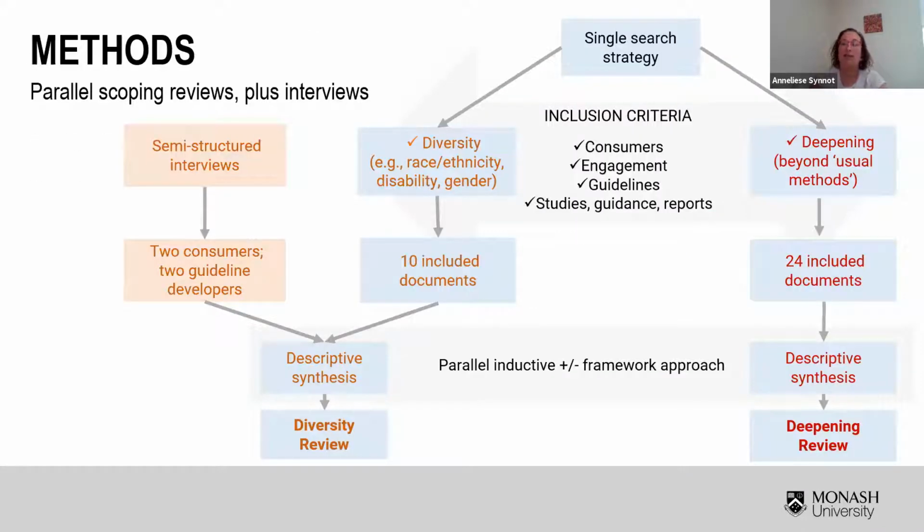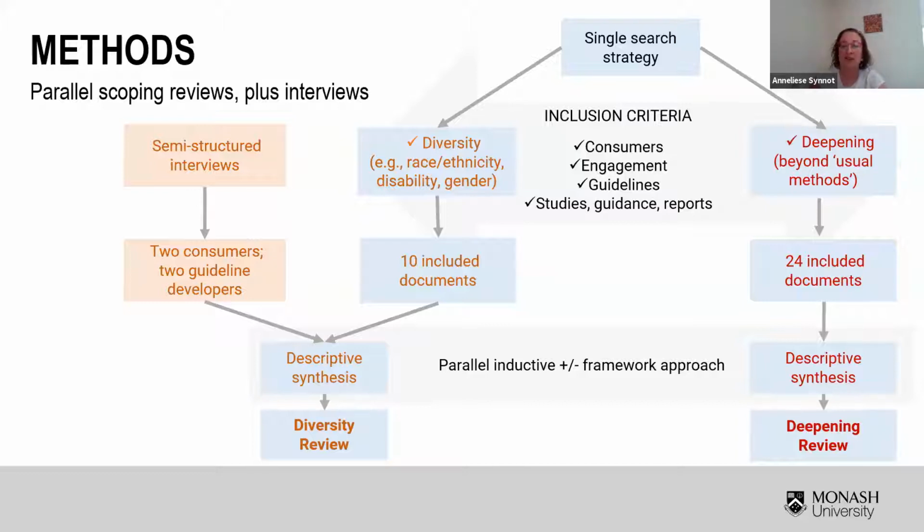So the way we set about answering this question was in a scoping review that turned into 2 reviews. So very similar inclusion criteria. One focused on broadening diversity. One focused on how to deepen engagement. And just noting that we included much more than just published studies. So we included guidance documents and other kinds of reports.